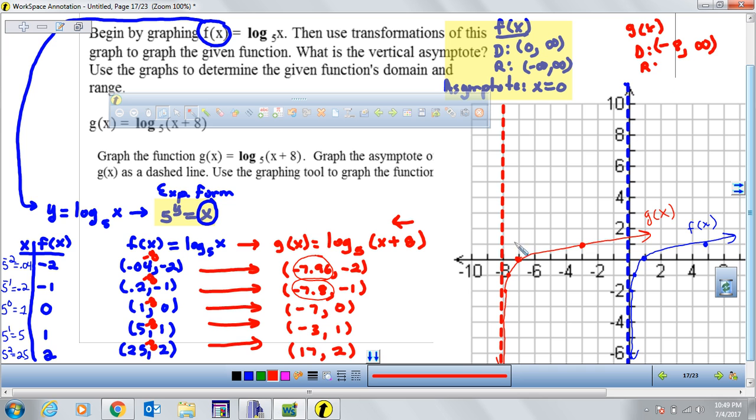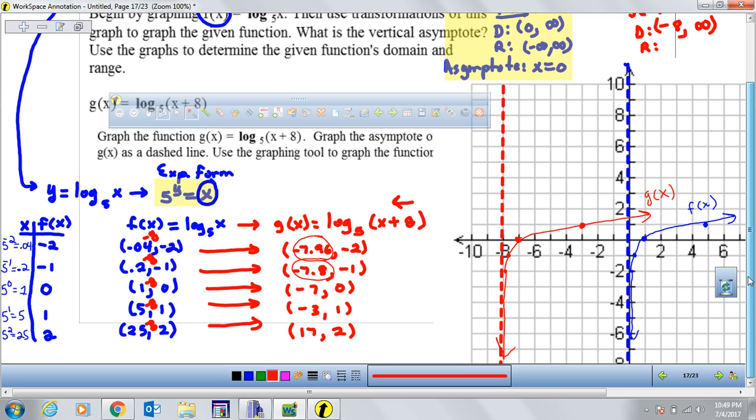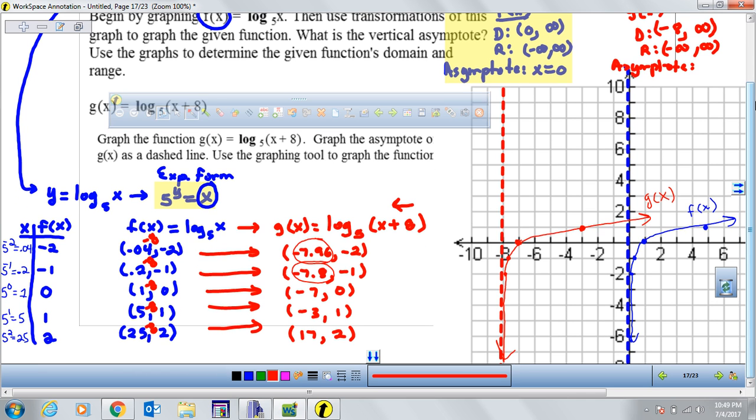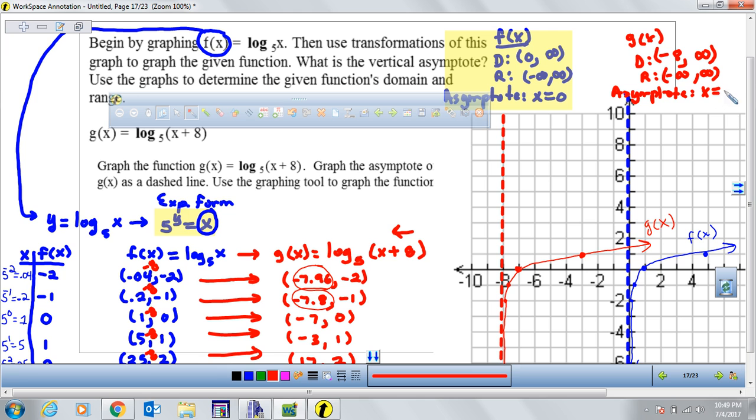Now, the range. You see that this function is still going all the way down to negative infinity, and it is still going all the way up to positive infinity. So my range is negative infinity to positive infinity. And last but not least, the new asymptote for this function is going to be the line x equals negative 8. And these are the attributes for these functions f of x and g of x.